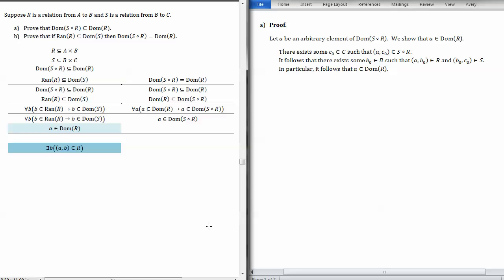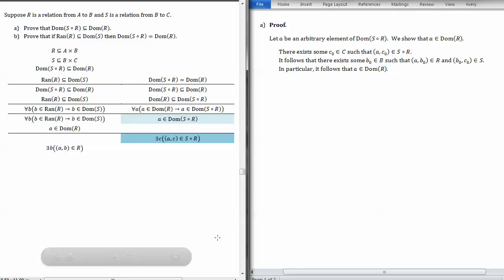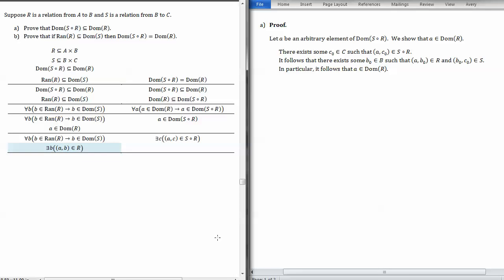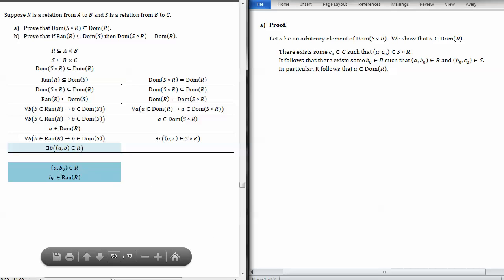And then the definition of that is that there exists some B such that AB is in R. And by definition over here, there exists some C such that AC is in S composed with R. And again, I'm using C here because S composed with R is a relation from the set capital A to the set capital C. So something's in the domain if and only if there's a second coordinate C, and that would be in the set capital C. All right. And then from there, we have existential instantiation, which gives us the first thing here, A, B naught in R. And then from that, it follows that B naught is in the range of R, right? Because it's the second coordinate of some element of R.